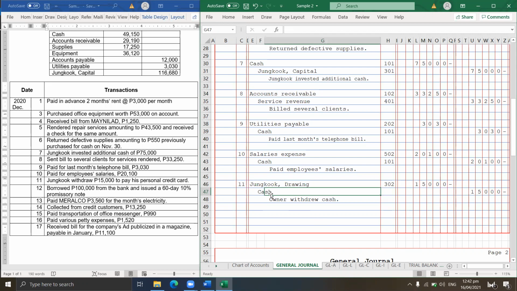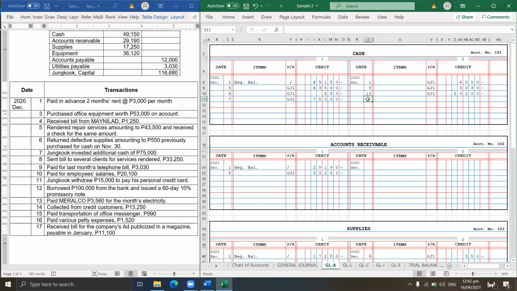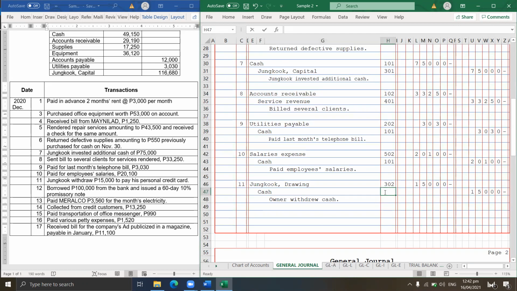Then you post cash. So credit to cash 15,000. So punta tayo sa cash. Okay, so that's December 11, no items. Your PR is GJ1 pa rin. And then 15,000 to be posted. Okay? So after that, balik ka ulit sa journal for your account number. Okay? So that's 101. So we're done with the December 11 transaction natin for the withdrawal.